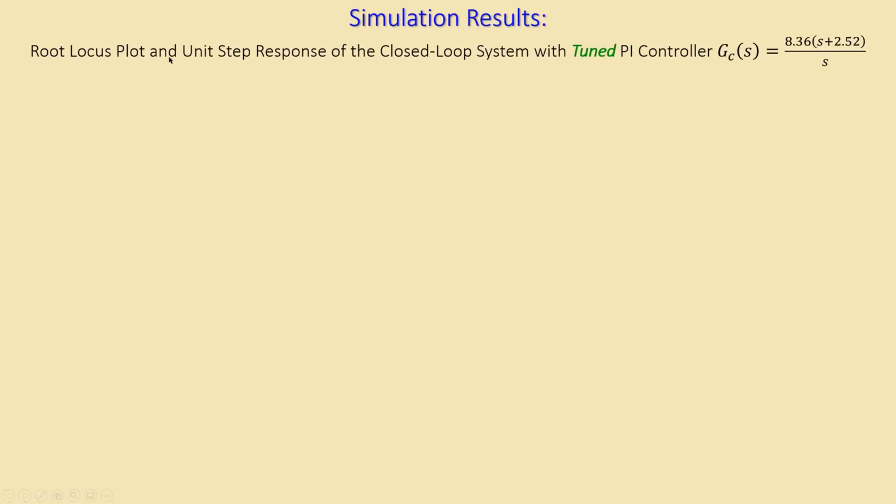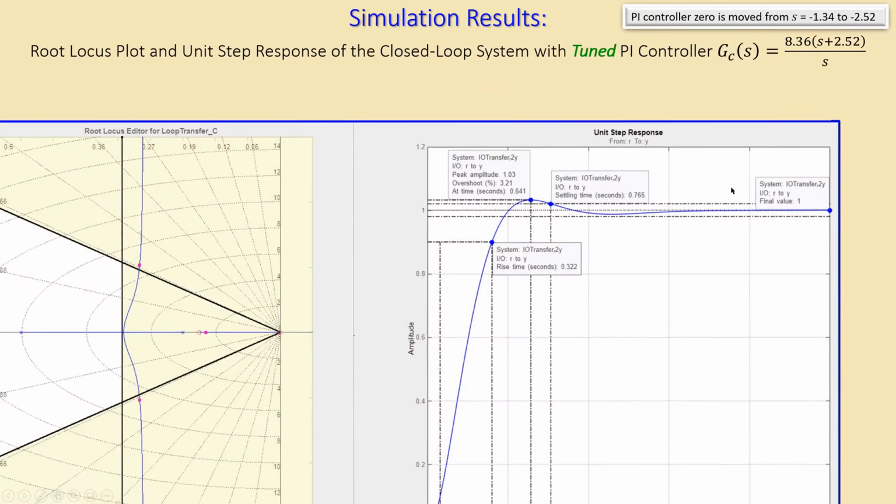Now I will set the root locus plot and the unit step response of the closed-loop system with a tuned PI controller next to each other. This time I just keep the PI controller gain as in the original case, which we designed in our calculations, but I've now shifted the zero from 1.34 to 2.52. So I made the shift to the left side. It's approximately 2 times larger. So we then have the following plot.